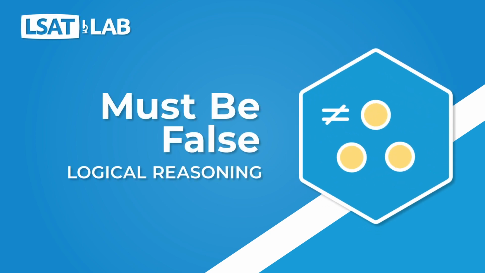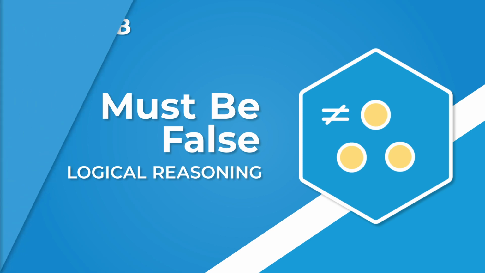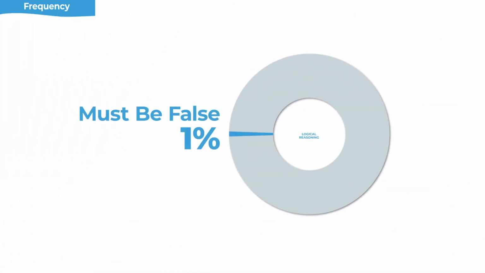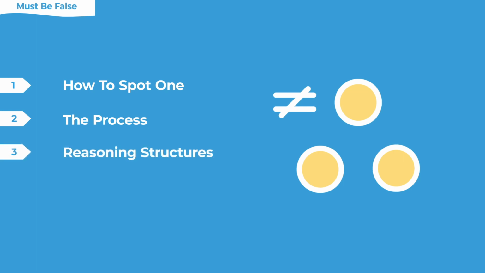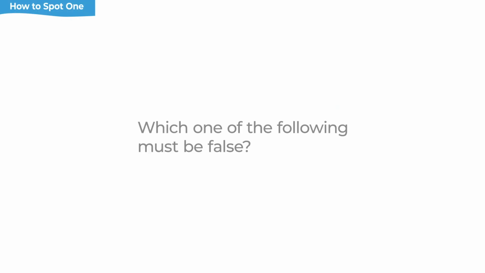We're here to talk about must-be-false questions in the logical reasoning section. These guys are pretty rare, only about 1% of questions, so on most tests we don't see any of these. And when we do see them, typically it would only be one per test. We want to talk about how to spot one, how we should think about reading it and breaking it down, what sort of reasoning structures are likely or unlikely to show up, and what sort of trap answers we might look out for.